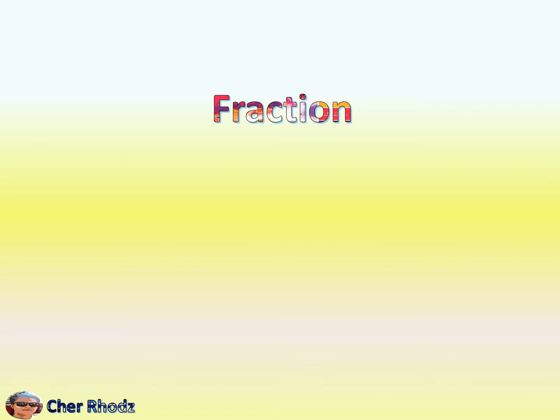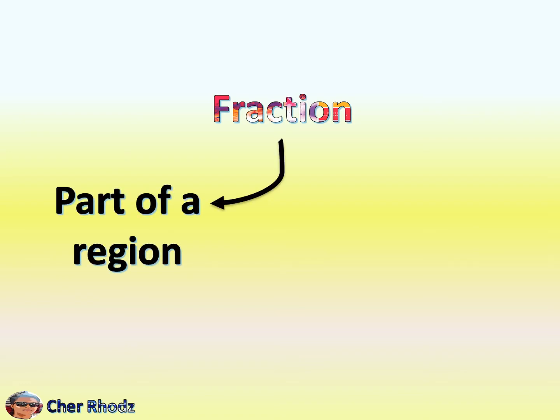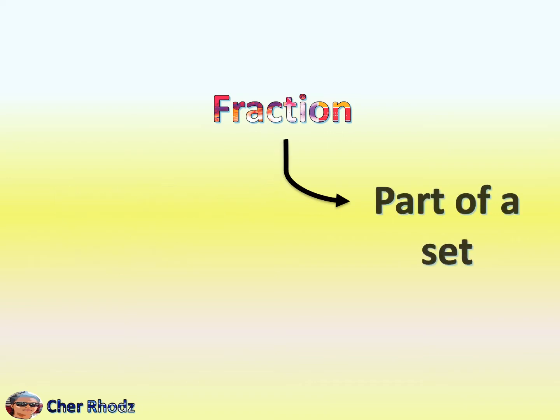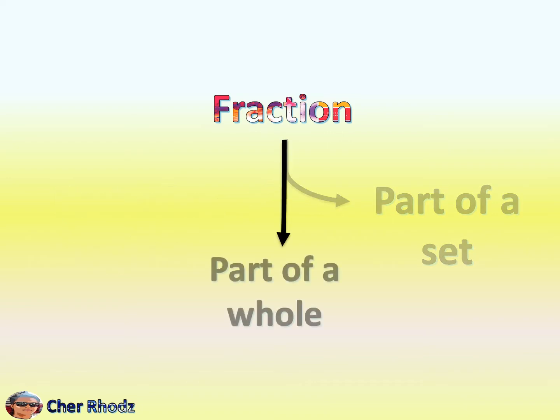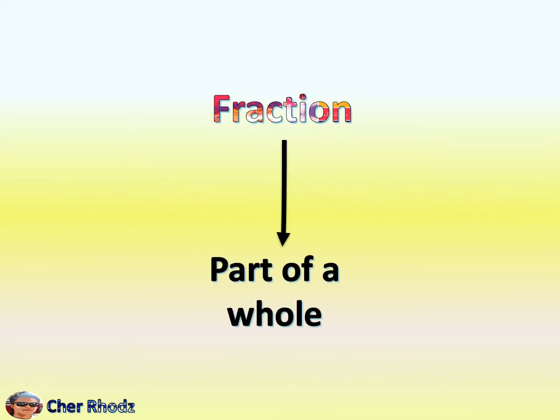Fraction. A fraction can name a part of a region. It can also name a part of a set or a part of a whole. A fraction is a number that can be written as a quotient of two integers. Example of a fraction is 1/2.